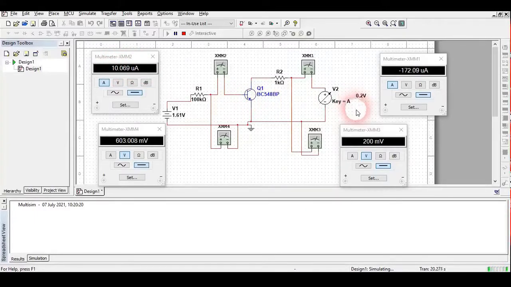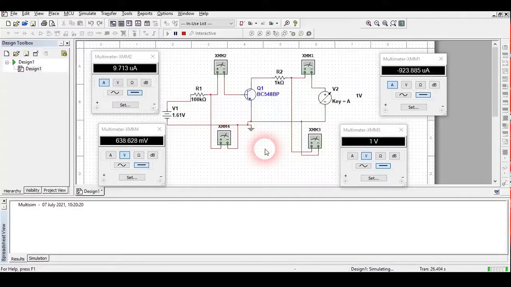Okay, so again I am going to press A here. So just see here, it changes a little bit, so I could leave that. Again I am going to press A here. Just see here, I am increasing the voltage, but the current is changing very little, so we could ignore that.